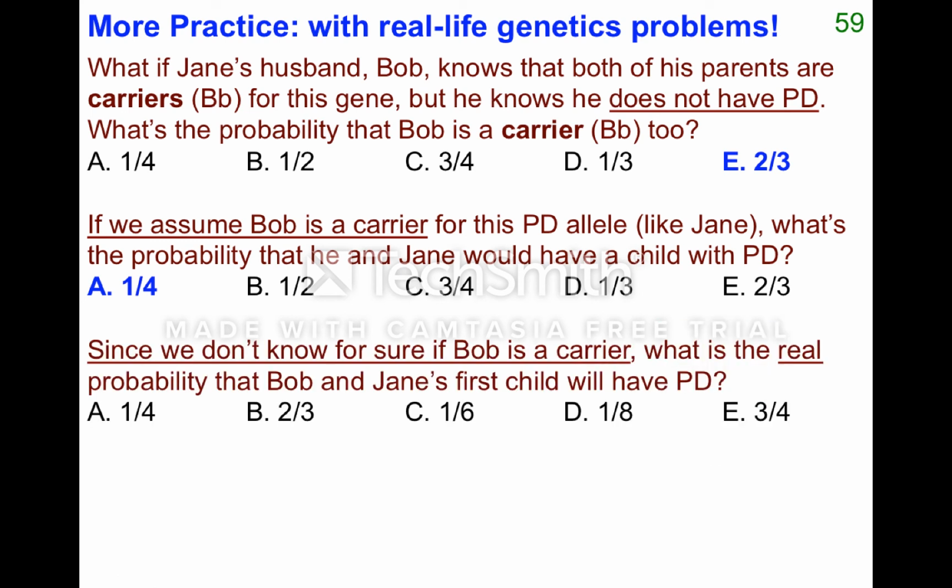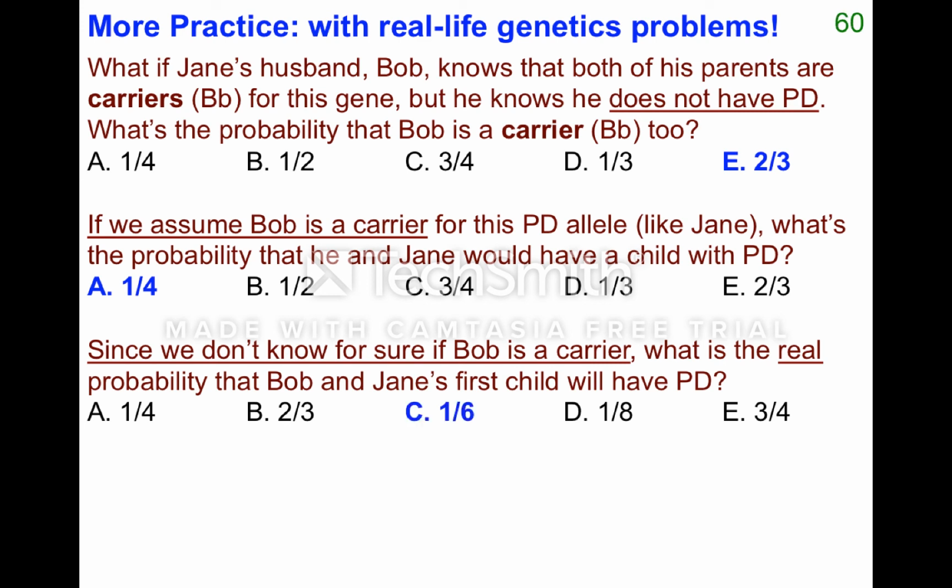Okay. Now here's another question. We don't know that Bob is a carrier. We don't know that for sure. So based on everything we know so far about Bob's parents and Jane's parents and their possible genotypes, what is the realistic probability that Bob and Jane's first child will have Parkinson's disease? This is a harder question. Think about it. Make your best guess at it. Write down your answer, and we'll continue after this. So pause.